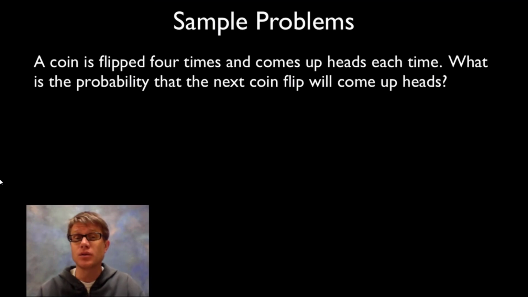So now let's go through some sample problems. I'll read it, then quickly come up with an answer, and then I'll tell you what the right answer is. So a coin is flipped 4 times, comes up heads each time. What's the probability the next coin flip will come up heads? Right answer should be 1 in 2, or half of the time. So basically what I'm getting at here is all these earlier events aren't going to affect the next event.